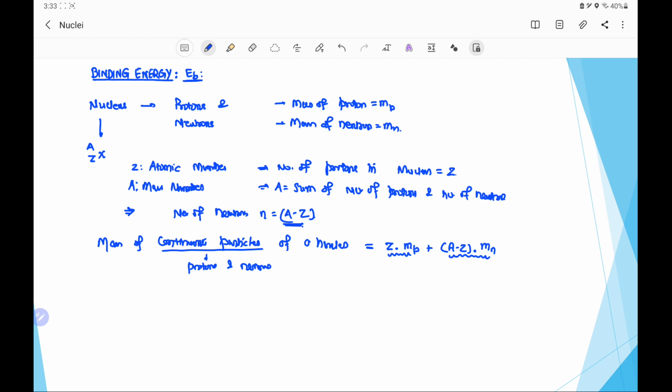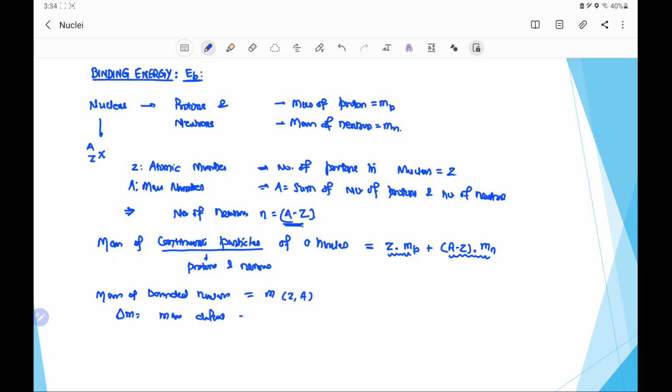into mn. Now, these constituent particles, that is protons and neutrons, are bounded in the nucleus, and the mass of bounded nucleus is suppose equal to m Z comma A. It is observed that the mass of a nucleus is always less than the mass of the constituent nucleons. This difference in the mass is called the mass defect and represented by the delta m. Delta m is the mass defect.